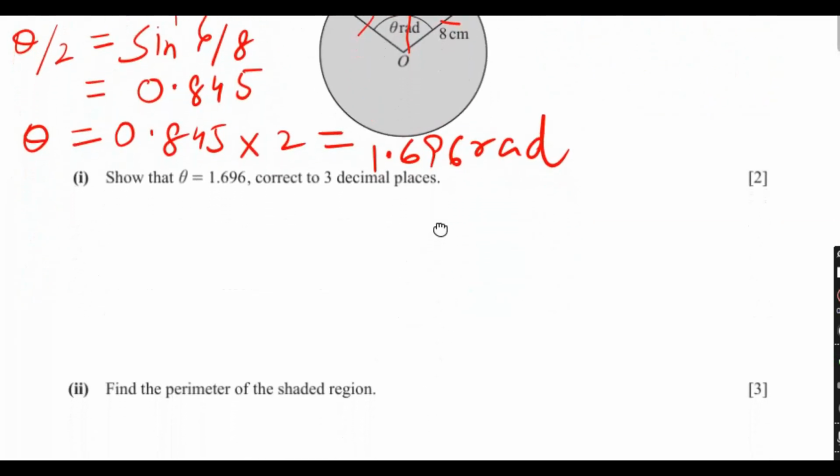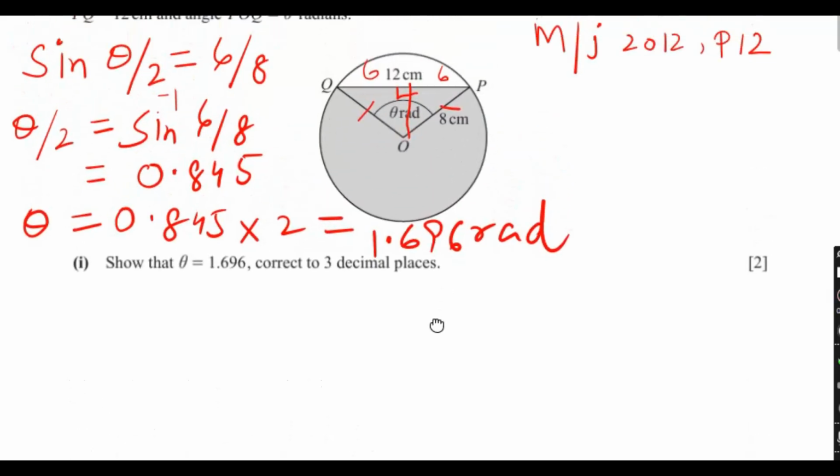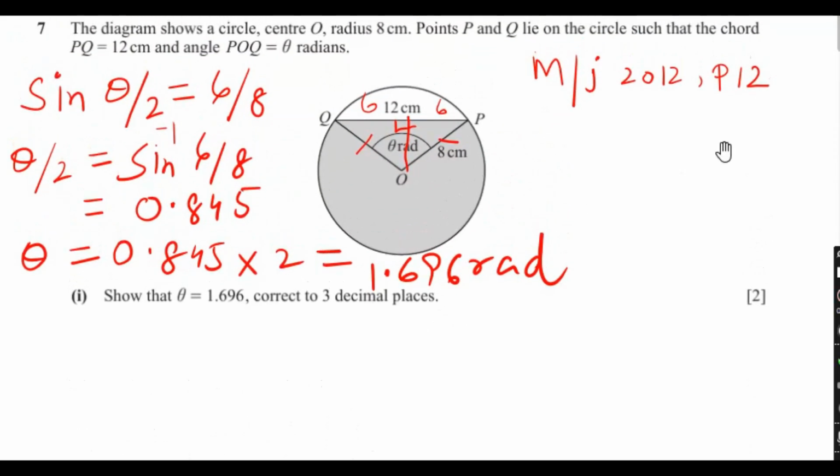What is the second part? Find the perimeter of the shaded region. This is also very easy. Perimeter of the shaded region means we have to add all those lines which touch the shaded region.